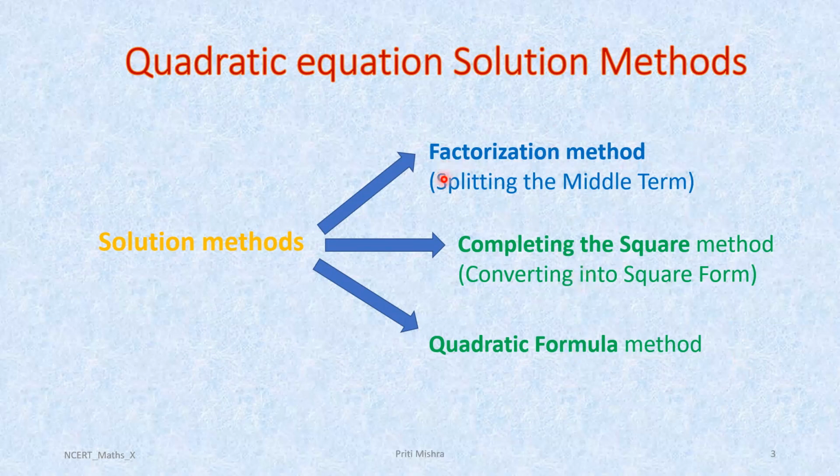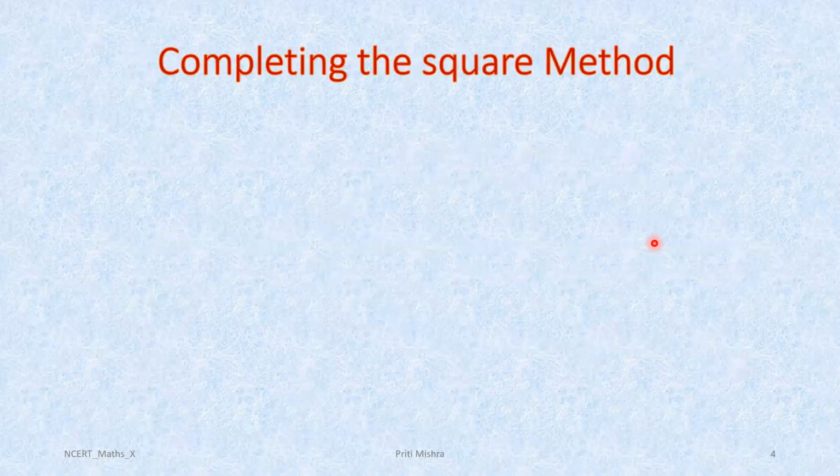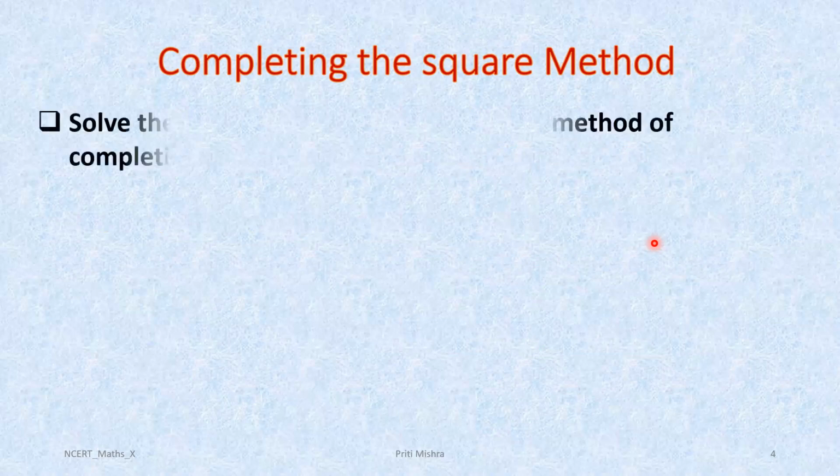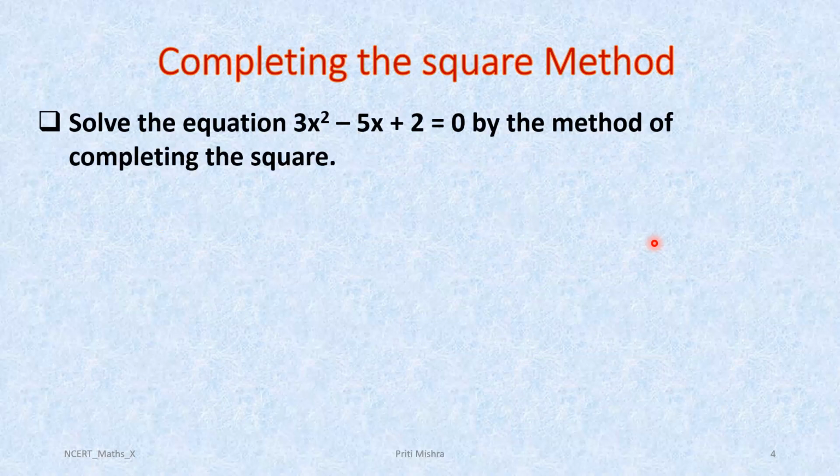And the first method we have already discussed in the first video of this chapter. And now in this video, we are going to explore these two methods. So let's start with the completing the square method. In order to understand this method, we need to take an example. We are having a question. Solve the equation 3x square minus 5x plus 2 is equals to 0 by the method of completing the square.